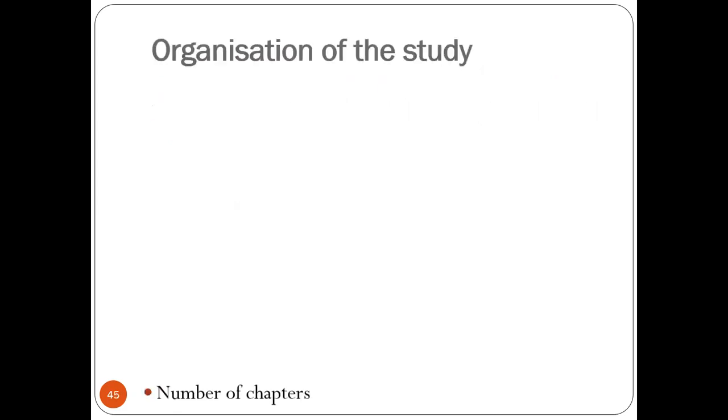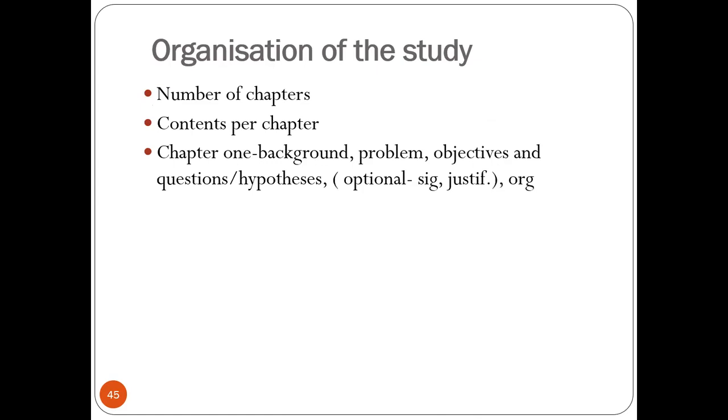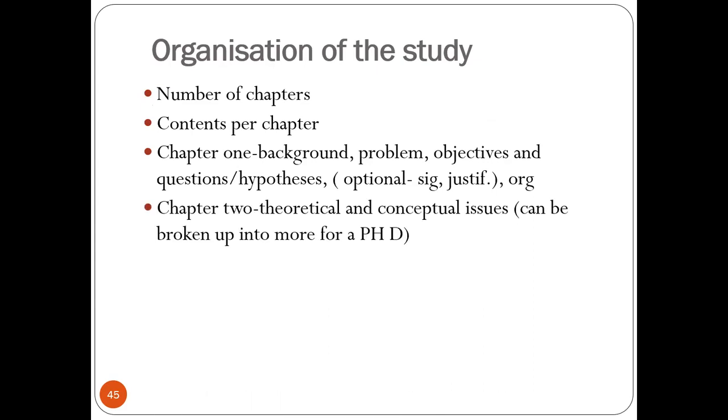Okay. As for the organization of the study, we know them. I said there are 5 chapters, especially when you come to UCC, and within the chapter, we highlighted each of the chapters. So we have chapter 1, I've already mentioned, I'm just going to highlight them. So we have the background, the problem, the objective, the question or the hypothesis. And sometimes you can add the significance or the justification. This is optional. Then you can also add the organization. Then you go to chapter 2, the theoretical, the conceptual issues, the empirical issues, must be separated. Especially when it's a PhD, you must go more than that. You must present in chapters. So if it's a PhD, each objective can even have an empirical chapter.